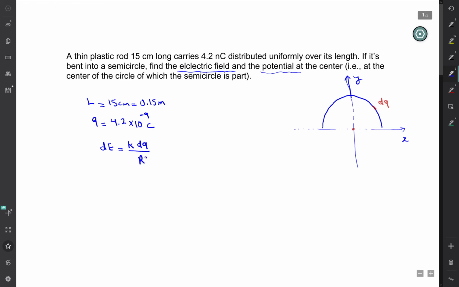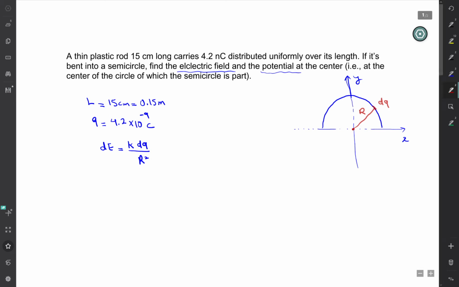So r in this case, if I look at this element, is located at a distance r, the radius of the semicircle, from the center at which you want to calculate the electric field. Therefore dE, the electric field created by that little element of charge, is equal to k dq over r squared. You're not provided with the radius of the semicircle, and we can find it in terms of L. We will talk about that soon.